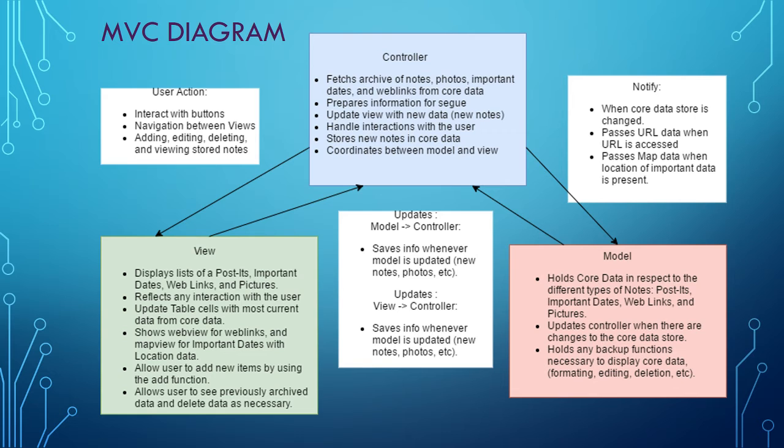Lastly, you have the model, which basically has to do with how the data is stored. It's mostly dealing with core data and how it stores the different types of notes, the different attributes that are associated with these notes, and how it deals with accessing these notes. It updates the controller when there are changes to the core data store, and it also holds any backup functions such as deletion methods, formatting and editing, etc. So yeah, that's my MVC architecture.